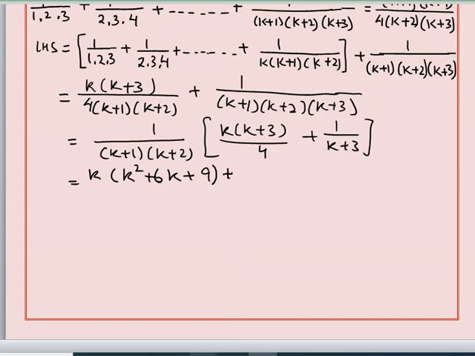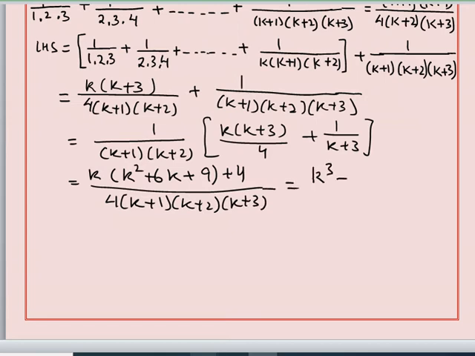And 4 into 1 gives us 4, and the denominator is 4 times (k+1)(k+2)(k+3). If we expand the numerator further, it is k cubed plus 6k squared plus 9k plus 4. If you see, the numerator is a cubic polynomial now, we will see if we can factorize it further.